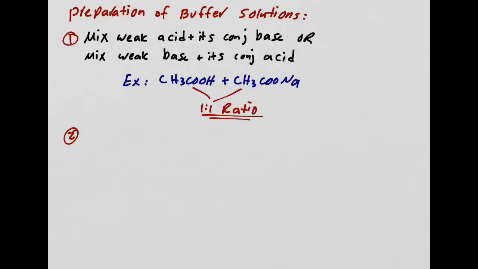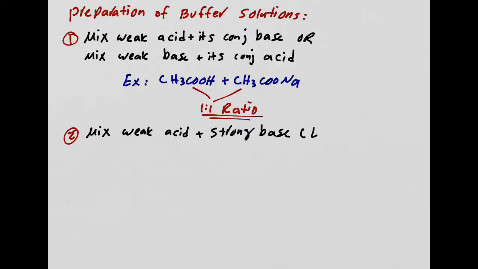But what if I don't have everything available to me? There's other ways to make this. Let's say we have the weak acid in lab, but we don't have the conjugate. So here's another way to do it. What you could do, you could mix the weak acid and add strong base to it. So have the weak acid, add a strong base to it.